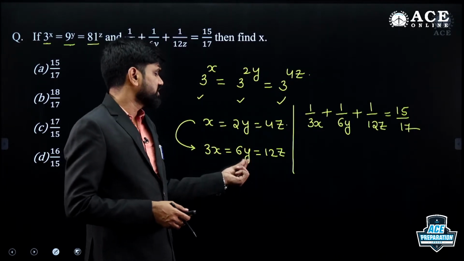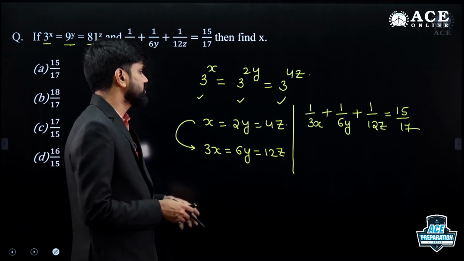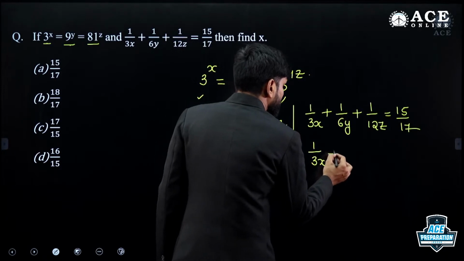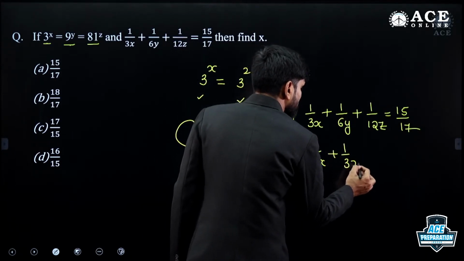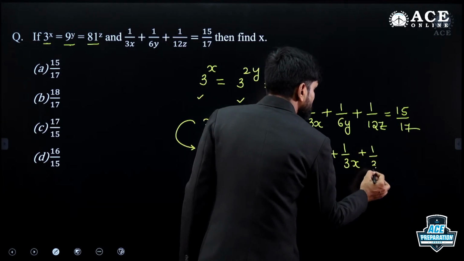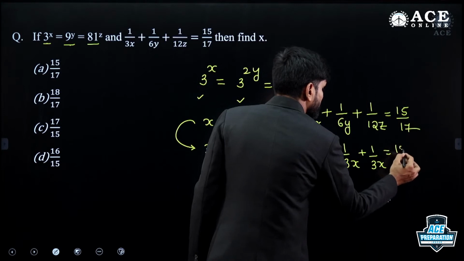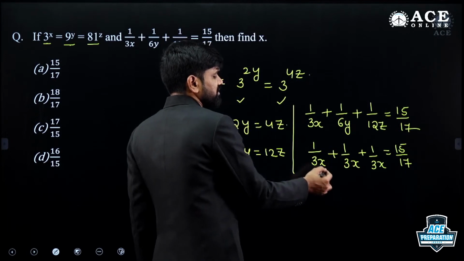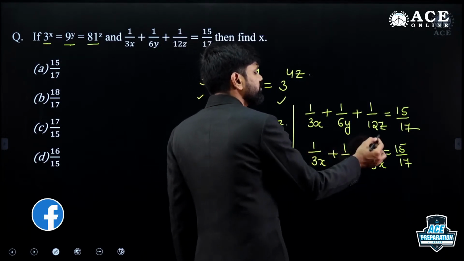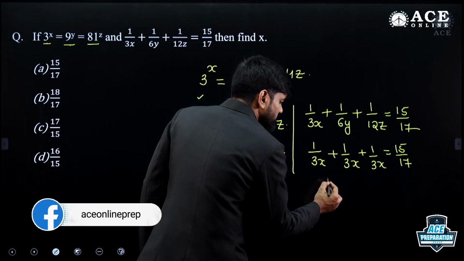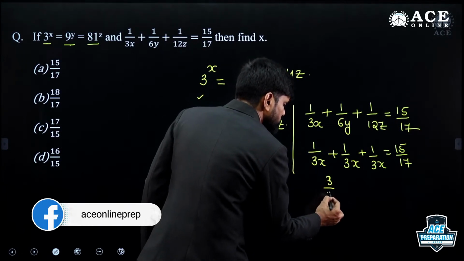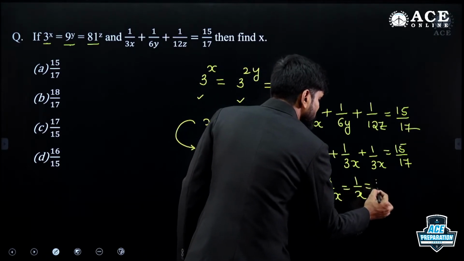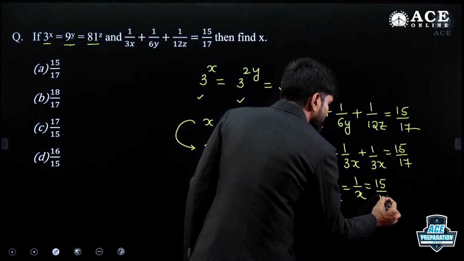Now we know that 6y is equal to 3x, 12z is also equal to 3x. You substitute 3x over here. So this will be 1 by 3x plus again it will be 1 by 3x plus again it will be 1 by 3x. This is equal to what dear? 15 by 17. This gives you how many 3x are there? So the denominator is same, simply you add numerators. That will give you 3 by 3x. That 3 by 3x is nothing but 1 by x. 1 by x is equal to 15 by 17 here if you wish to find the value of x.